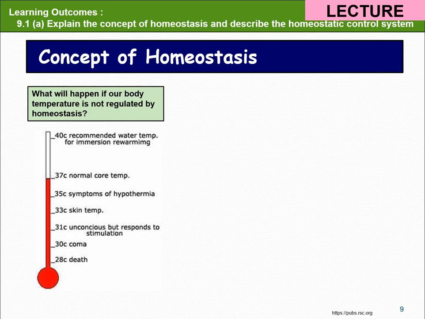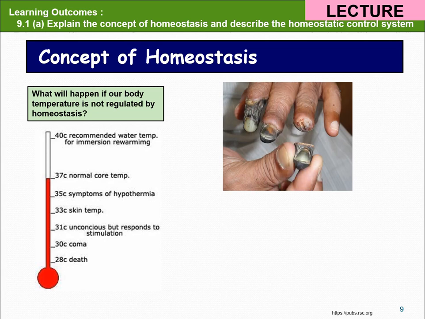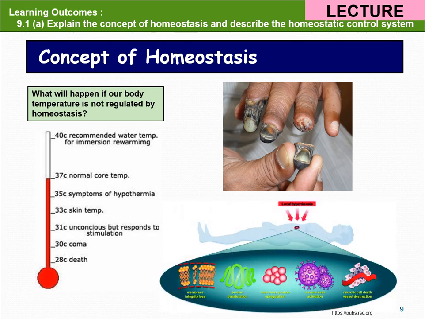Other effects of hypothermia: hypothermia is low body temperature. So this is the effect of hypothermia, or maybe hyperthermia, which is higher body temperature. Hypothermia will affect the body in many ways.